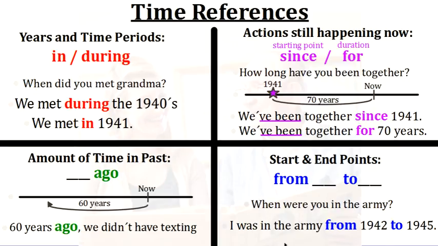Okay, guys, so that's the grammar for today, time references. Remember, we use in and during to talk about specific years and time periods. We use since and for to talk about the duration or maybe the starting point of an action that started in the past but that continues to today, right? We use ago to reference how long in the past something happened, right? And we use from and to indicate when something started and when something ended.